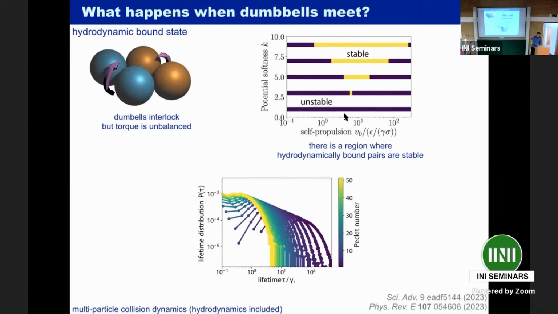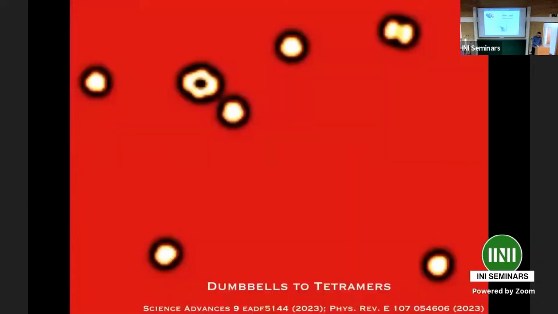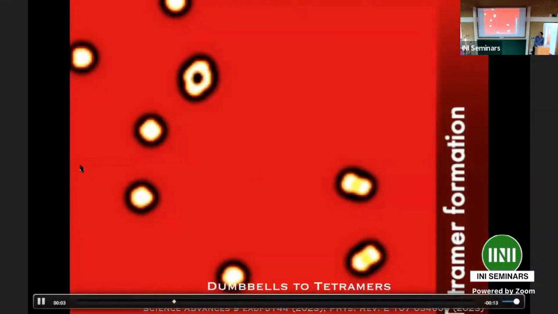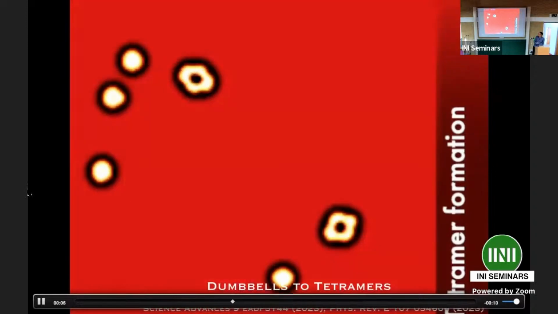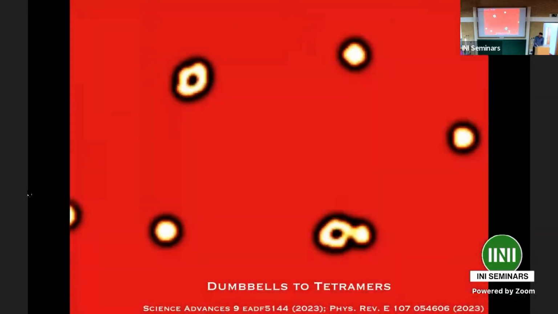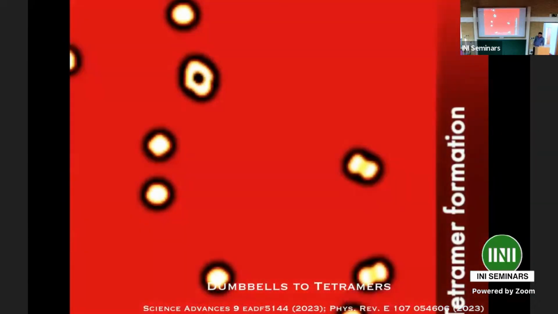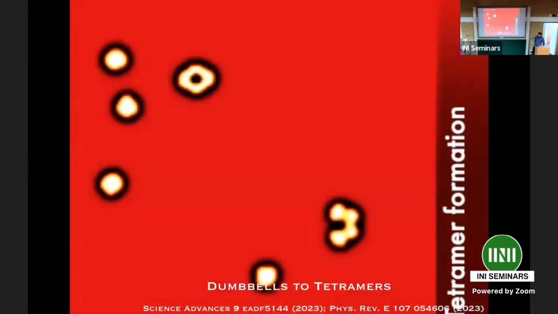Because even if they're hard, down here they can form a bound state for some considerable period of time. This is the distribution of lifetimes that they form the bound state for. And of course, the standard problem of doing experiments is that one never really knows if the thing's in a long-lived metastable state or if it's just in a stable state. But anyway, this is what they do. So here's an example of two dumbbells that hit each other, in the bottom left and bottom right of the screen, two dumbbells collide and come together and form what we're calling a tetramer.